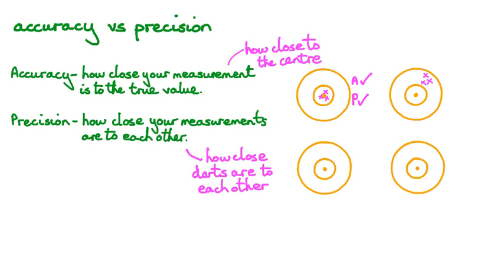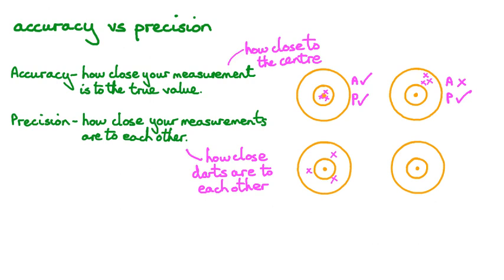This time, when we look at our 3 darts, we can see that none of them are close to the centre. This means that our darts are not accurate. However, the 3 darts are close to one another, so they are precise. Now let's look at our third example.